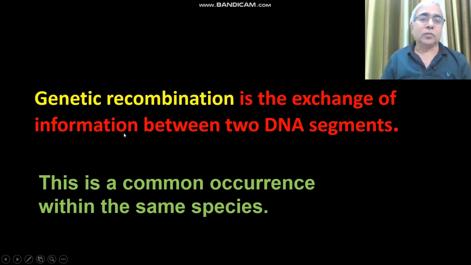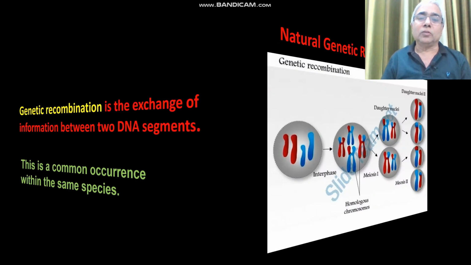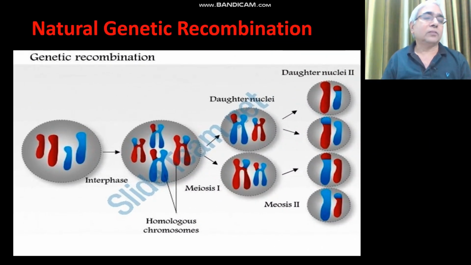In general, you call this genetic recombination. It is the exchange of information between two DNA segments, meaning when two different DNA segments come together and produce a new combination of genes. And you also know that this is a very common occurrence within the same species. For example, you are well aware of Mendel's laws.